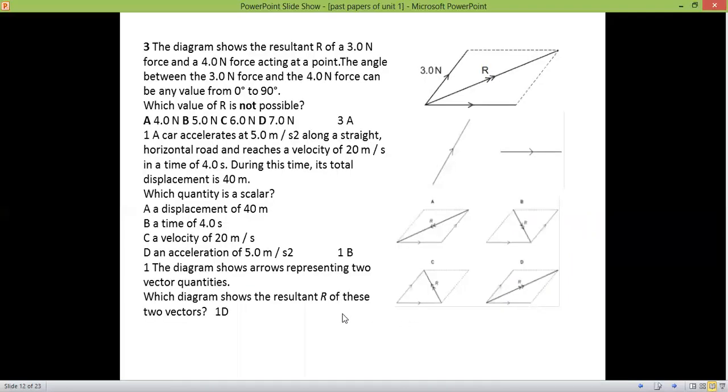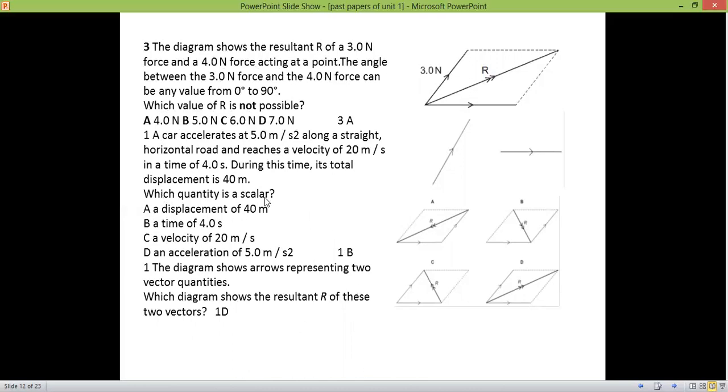Next question, this is the diagram shown. Which value of R is not possible? So if this is 3, the other is 4, by using Pythagoras theorem, the value of R is 5. Since the angle between them is varying, the value is not given. So the magnitude will be either 5 or greater than 5, but it cannot be less than 5. So A is the incorrect answer. A is not possible.